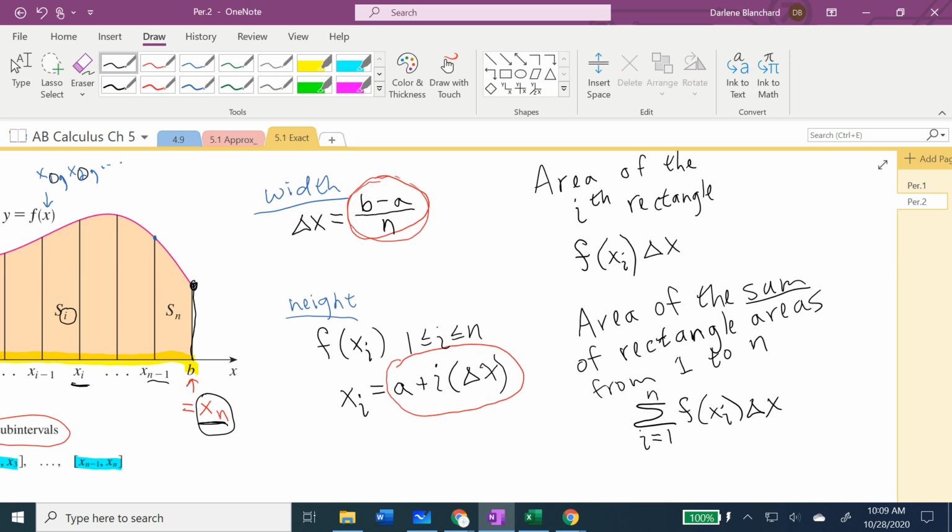However, that is still an approximation. Because n could be 3. If I try to approximate area by cutting the x-axis up into 3 subintervals, that's maybe not necessarily the greatest approximation. n could be 100. But do you really want to do that? If n is 100, it might be a better approximation. But yet it's still an approximation.